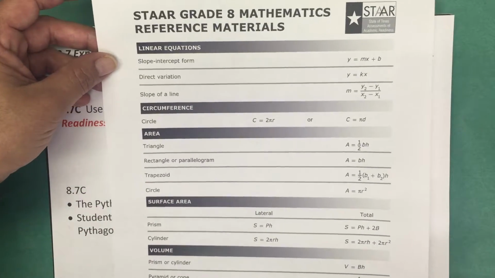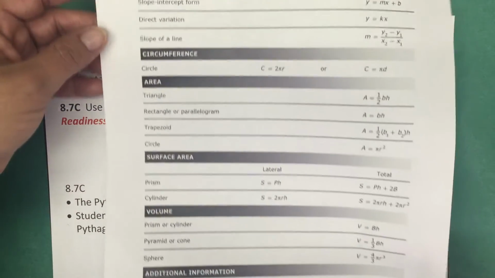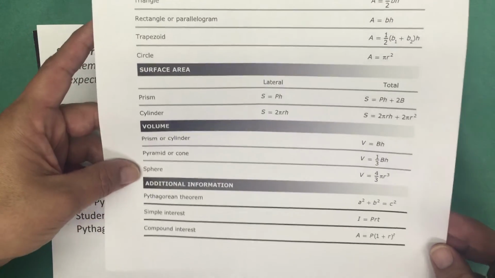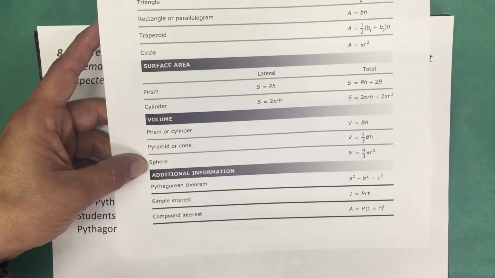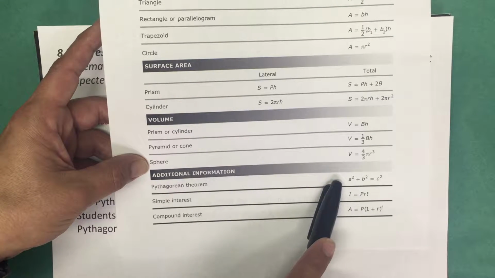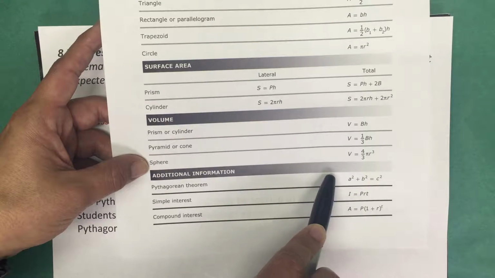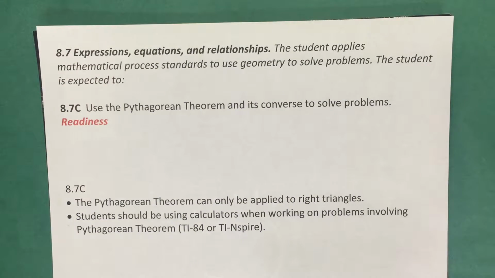Just a reminder that students are provided with a reference material sheet on the day of the STAAR test, and on that reference material, under additional information, the students are provided with the formula for the Pythagorean theorem. And the same formula is used whether we're looking at the Pythagorean theorem or the converse of the Pythagorean theorem.